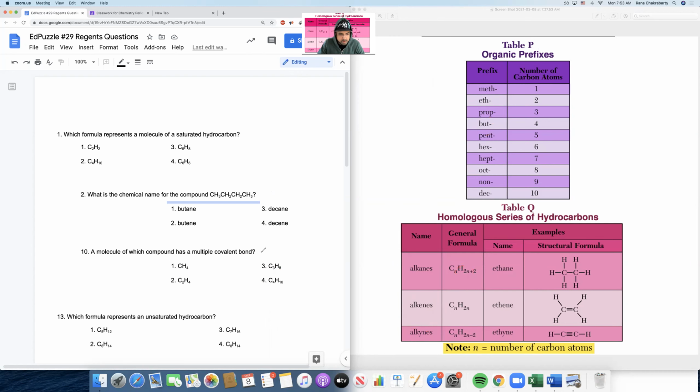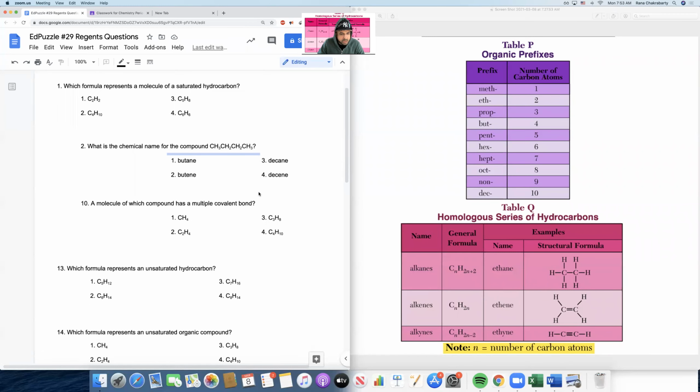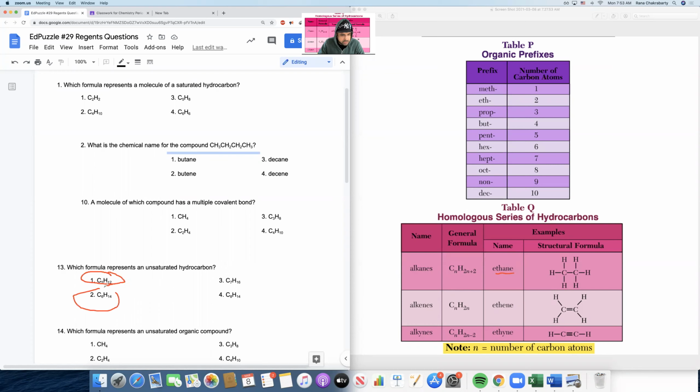All right, for question 10. This one, which represents an unsaturated hydrocarbon? So again, which one has double or triple bonds? So if it has double plus 2, I know it's an alkane. So C5H12 is an alkane. C6H14 is an alkane. C7H16, 7 times 2 is 14. 14 plus 2 is 16, so that's an alkane. This one is an alkyne. Sorry, it has double minus 2. Right? 8 times 2 is 16, minus 2 is 14.